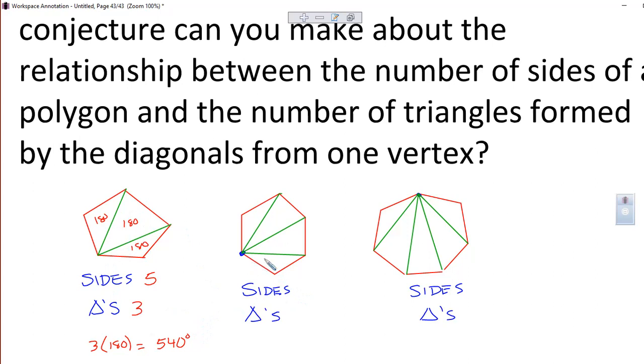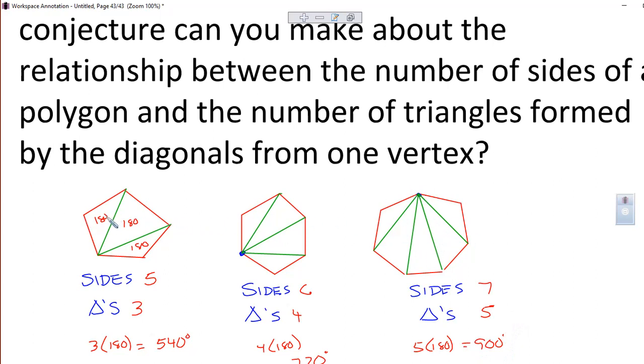So if you look at the next one here, we have 1, 2, 3, 4, 5, 6 sides, and we can form 1, 2, 3, 4 triangles. And in this one here, we have 7 sides, and we can form 1, 2, 3, 4, 5 triangles. So that means that if it's 180 degrees in each triangle, and we have 4 of them, then it takes 4 times 180. That's going to give us 720 degrees. The same thing here. We have 7 sides, 5 triangles. Therefore, it's 5 times 180. That's going to give us 900 degrees. So a heptagon has a total of 900 degrees.